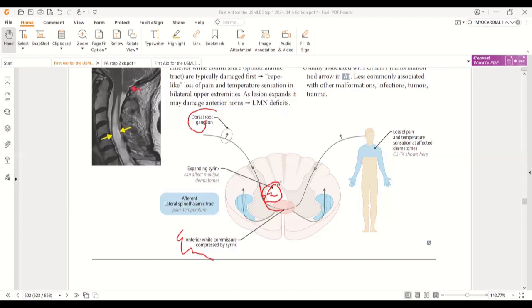Okay, as this syrinx expands, it will compress the anterior structure, the anterior horn. So the anterior horn is motor. So if this syrinx expands in this way, it will compress the anterior horn, and the anterior horn is motor. So the patient presents with a lower motor neuron deficit.